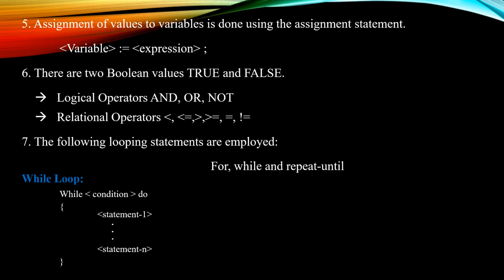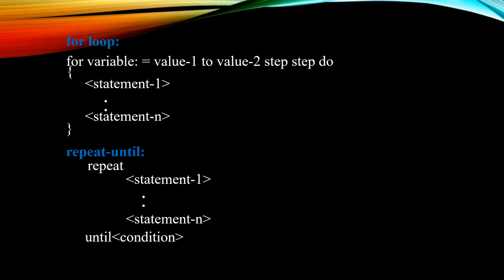The first syntax is the while loop. While condition, do, it is a keyword. Within a flower bracket, the statements should be present. The while is a pre-tested looping statement because it tests the condition at the beginning of the loop. Here also the set of statements is repeatedly executed again and again until some condition is satisfied. This we can call a while looping statement.